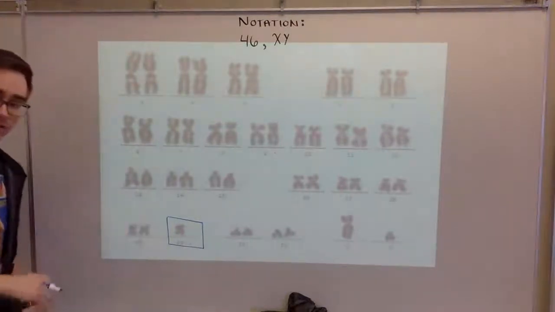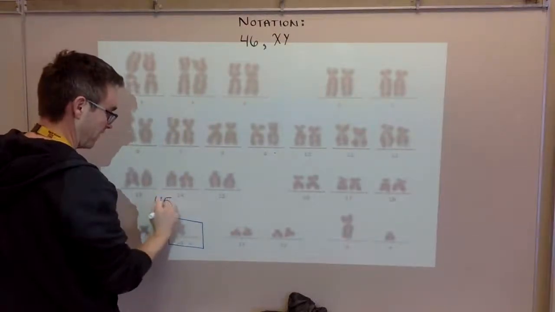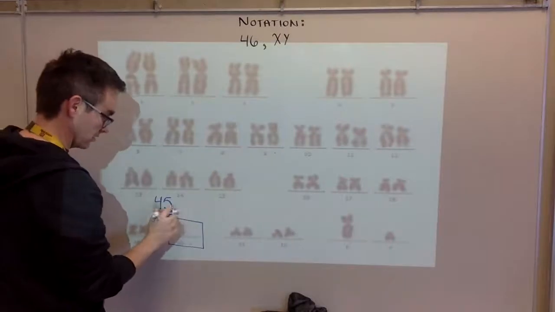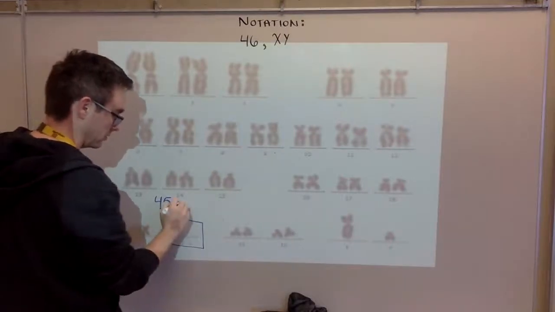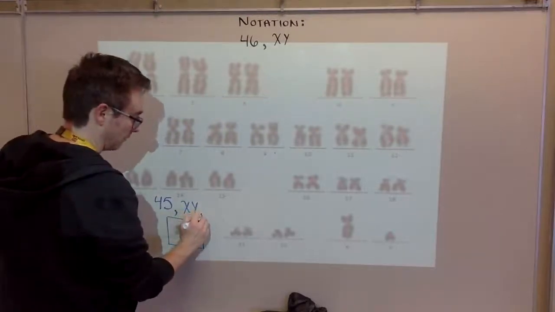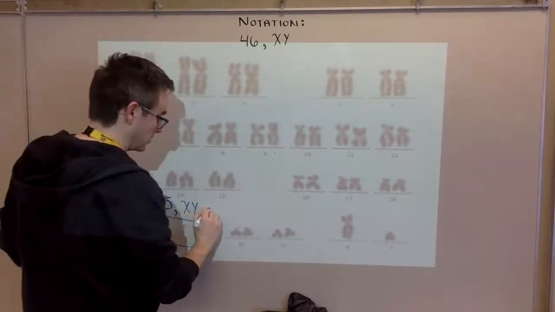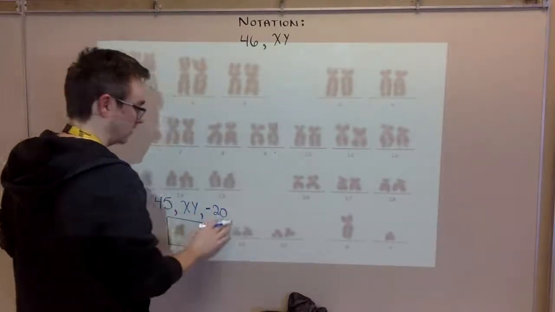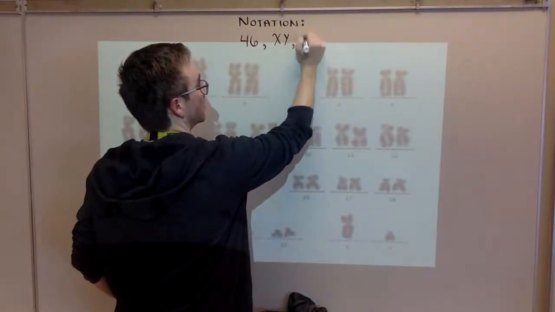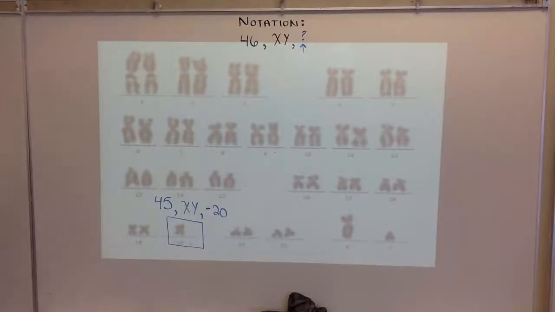So in this case, I do not have 46 chromosomes. Let's go with my notation. I have 45 chromosomes. Again, I don't know why I'm picking more males, it just happens to be a coincidence. XY. But this time it's not plus 21 because we don't have an extra one. This time we have a minus 20, so that whatever number goes right here tells us which one we are missing or have too much of.